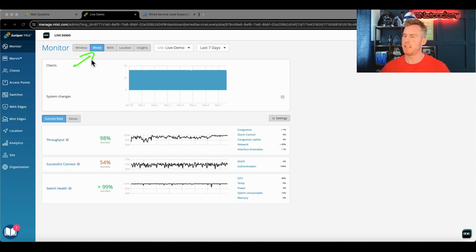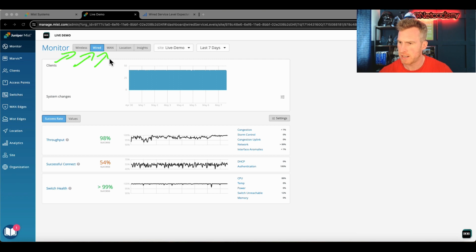If it was activated, because obviously it's a license, for wireless assurance for the Wi-Fi network, you could also go into those service level expectations for the wireless network, and it's the same for the WAN, the SD-WAN, whether it be the Session Smart Routers or the SRX devices, different technology really. We would get those service level expectation insights within that WAN tab as well.